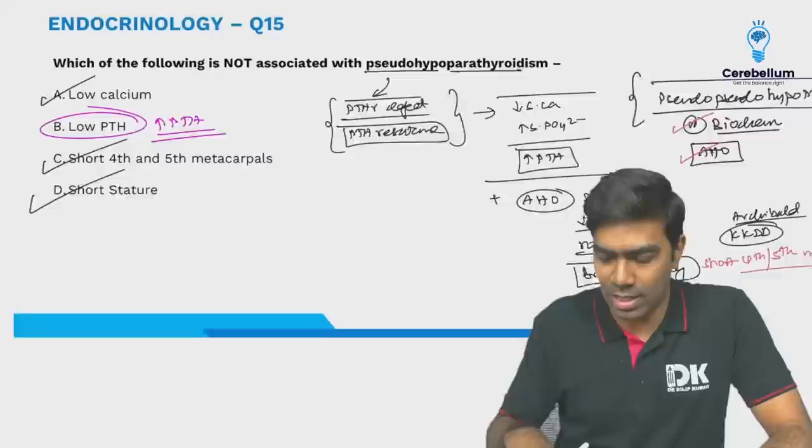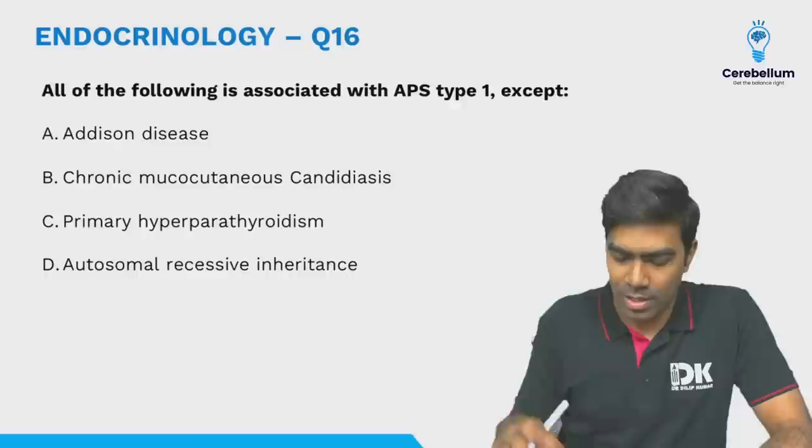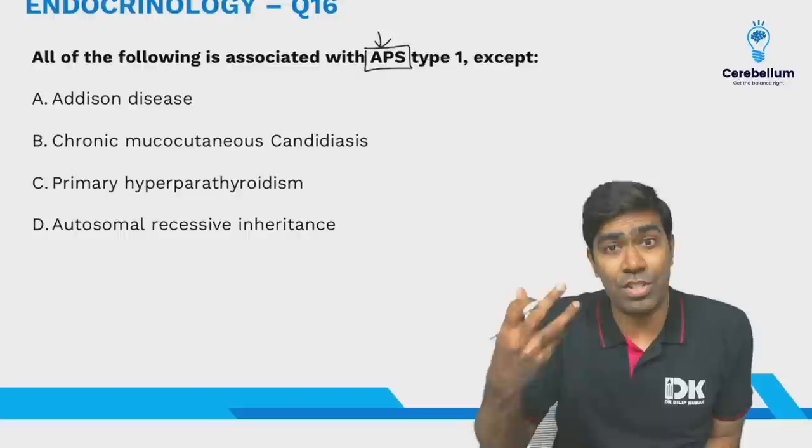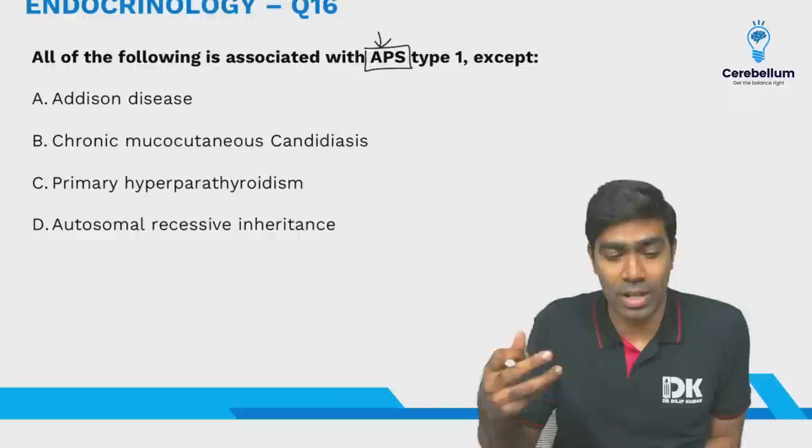Now let us move on to question number 16. All of the following are associated with APS, autoimmune polyglandular syndrome type 1, except. Whenever they ask about APS, it is about gland destruction. Endocrine glands will be destroyed. That's why it's called autoimmune polyglandular syndrome. You have two types of APS. One is type 1 APS.